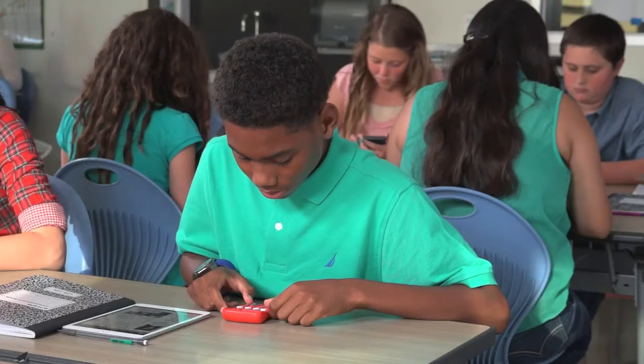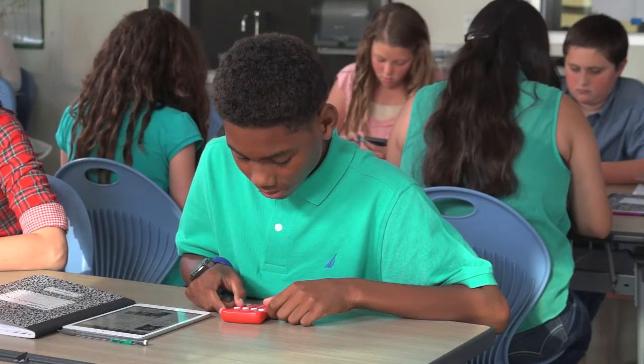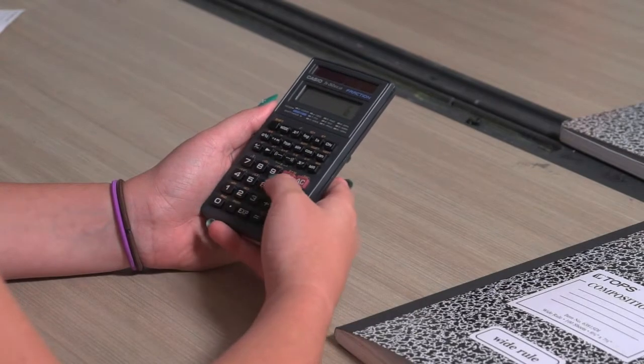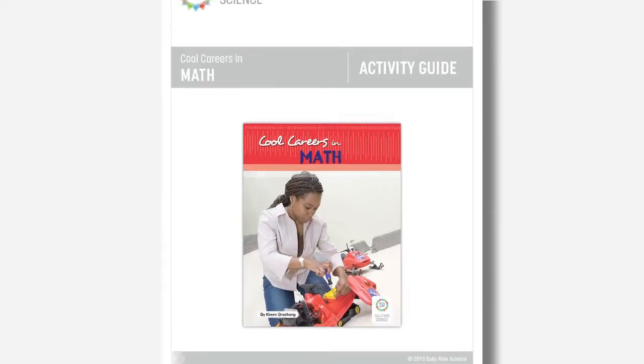One effective strategy is to use problems connected to the work of real scientists and engineers. Let's look at an example aligned to the Common Core State Standards for Mathematics, which asks middle school students to solve real-life and mathematical problems involving surface area and volume. This example comes from the Activity Guide for Cool Careers in Math.